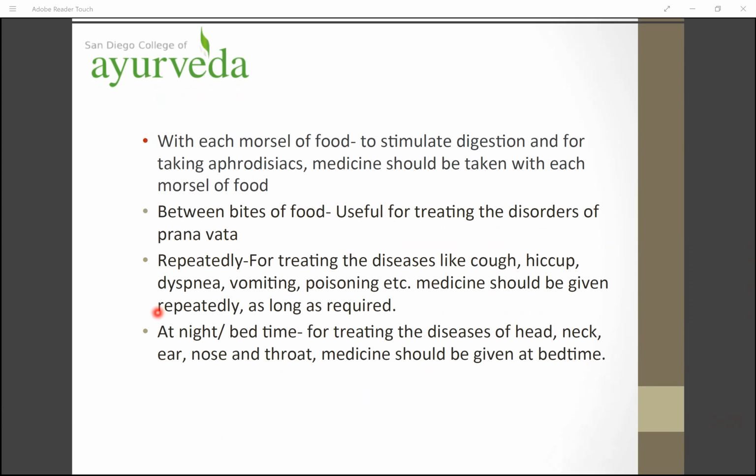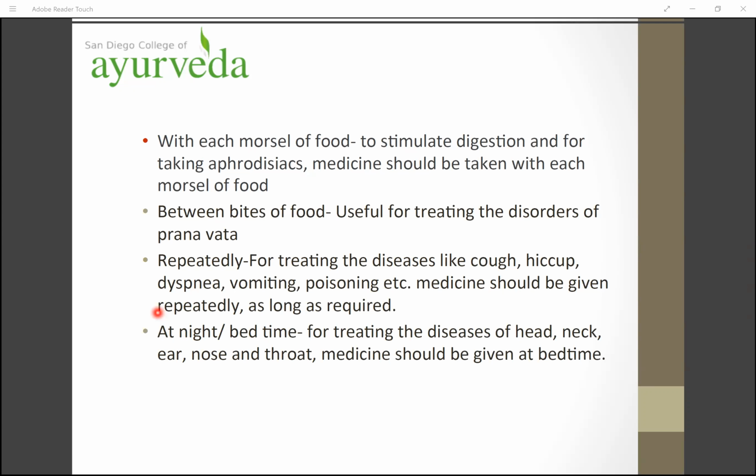Repeatedly, if you have to give somebody medicine, like they have to keep having that medicine in case of cough, vomiting, hiccups, or when a person is poisoned, you need to keep administering the medicine as long as the medicine is required. Something like talisadi churnam or shitopaladi churnam, when someone has a cough, you ask them to keep having that medicine, because that will soothe the throat and give them a very soothing effect, right?